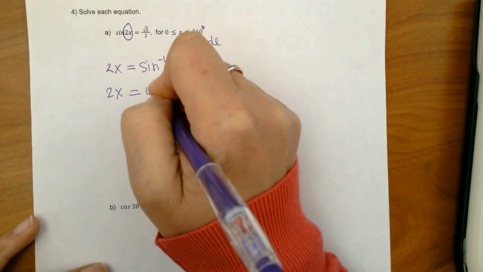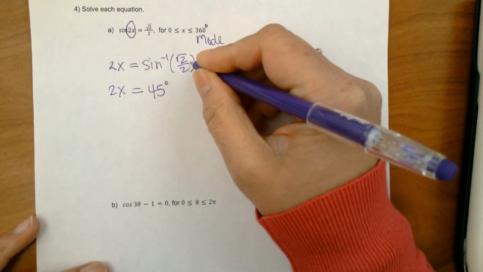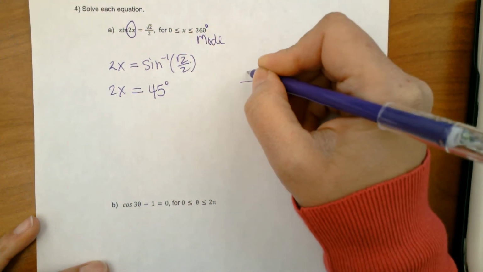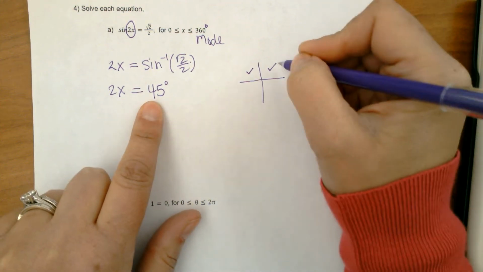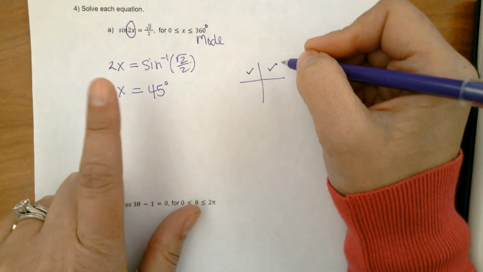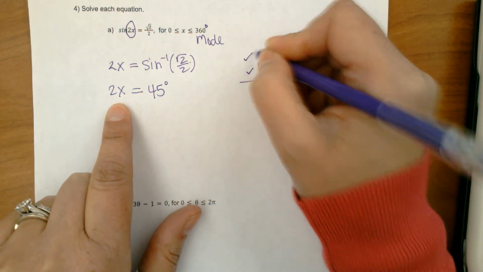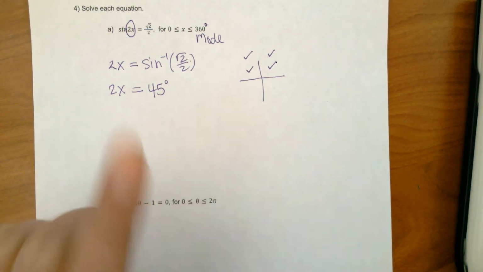If you just knew that, perfect, 45 degrees. Now, because this is positive, we're going to need it in the first and in the second quadrant, right? 45 is in the first quadrant. Because we have a 2 here, we have to do it twice. So we're going to need 4 answers. So we're going to go around the circle again, okay?